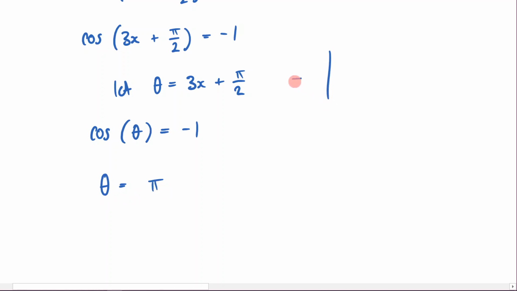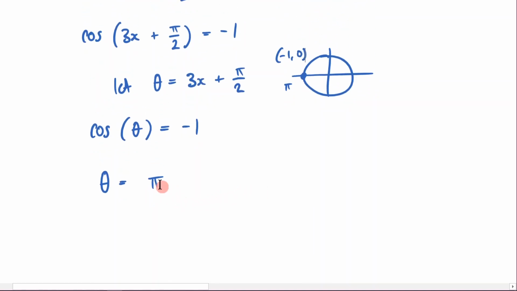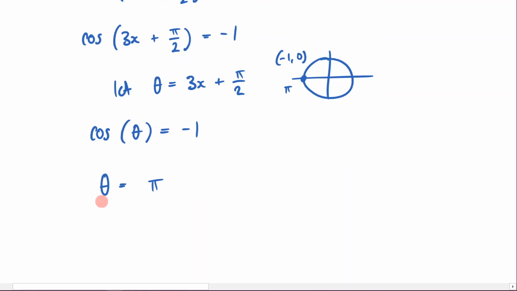Think about your unit circle for a moment. I know that when I'm over here at pi, this right here is going to be negative 1, 0. Cos is the x-coordinate, which is going to be negative 1. So that means my angle is going to be pi. Now, I don't have to keep on adding different solutions here because I'm after the smallest x value. So I'm just going to leave it at pi. And then what I'm going to do is say, I know that theta is equal to 3x + pi/2, which is equal to pi.